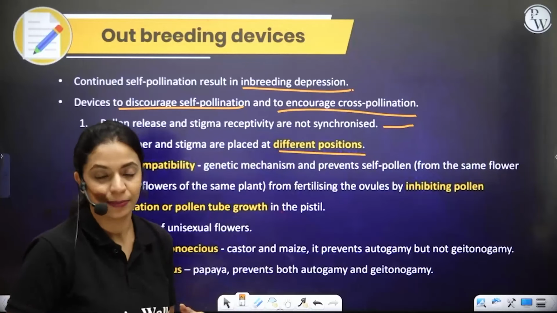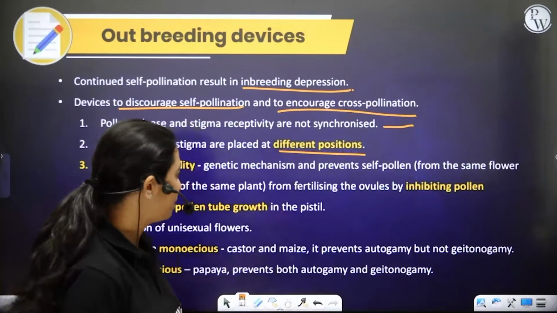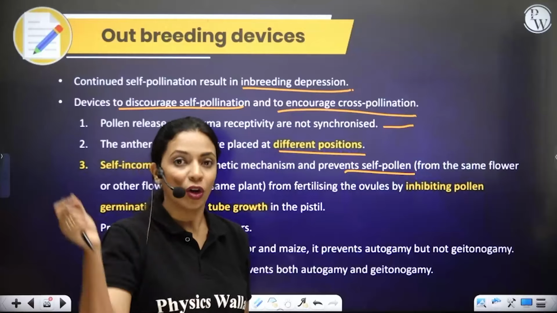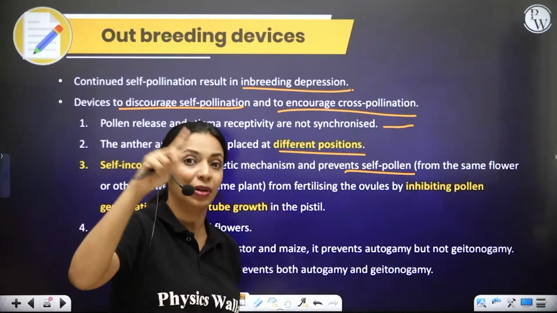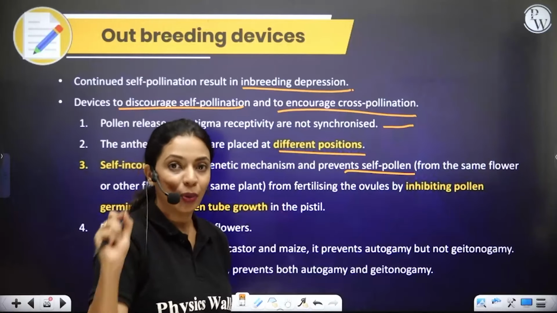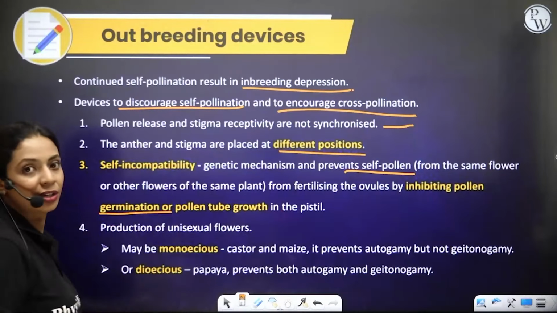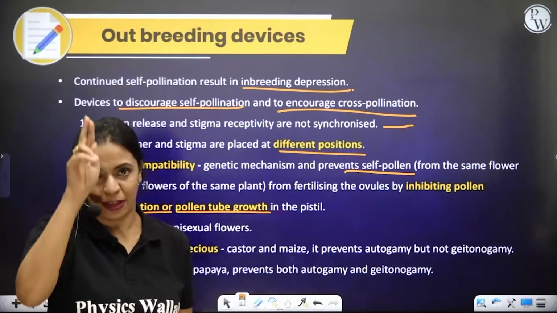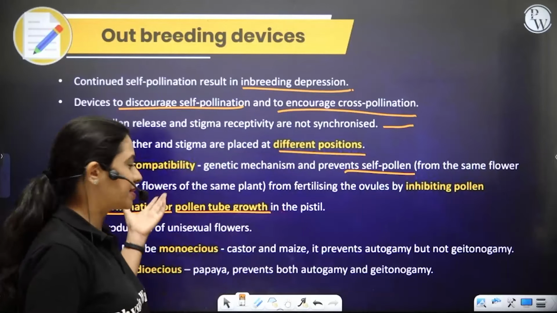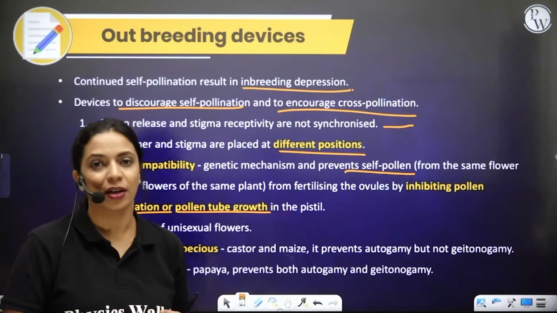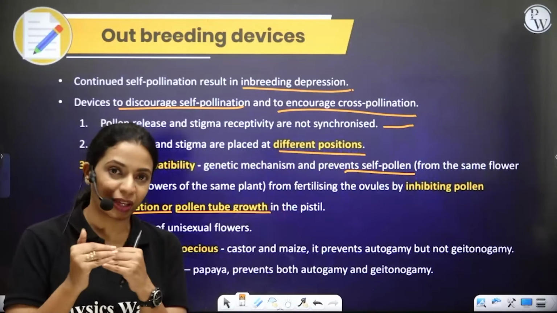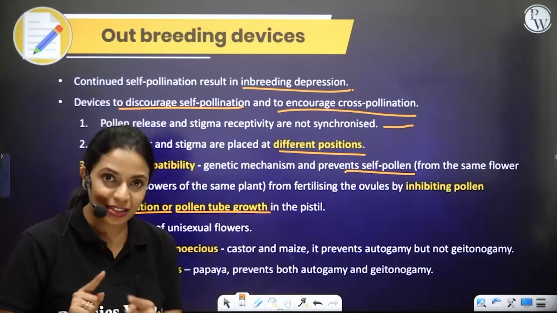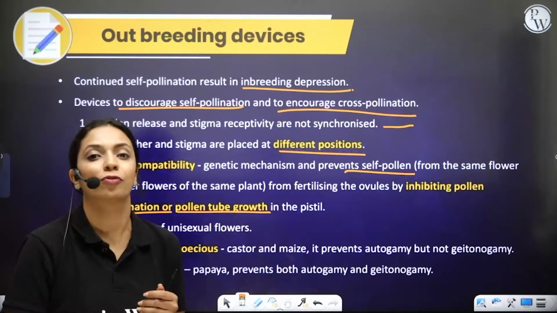Now, self-incompatibility. There is a genetic mechanism that will prevent self-pollination from the same flower or from the same plant. What basically happens here is, if a pollen grain from the same flower or the same plant is deposited on the stigma, it will prevent the germination of the pollen or the formation of the pollen tube. Okay, so the pollen tube will not form at all, or it will not grow deep inside the style. So how does this happen? Whenever a pollen tube has to form after deposition on the stigma, the stigma communicates with the pollen grain. Okay, the stigma by means of chemicals will talk to the chemicals present in the pollen grain. Only when there is compatibility, the stigma will allow the pollen grain to germinate and form the pollen tube.